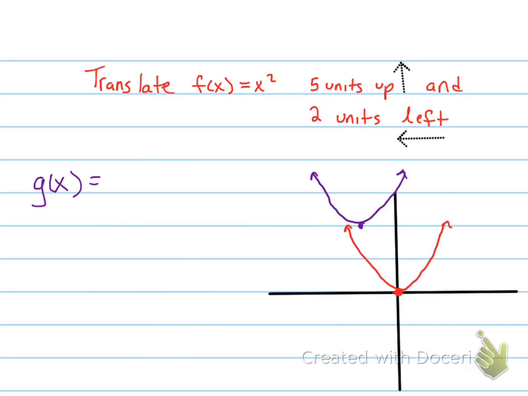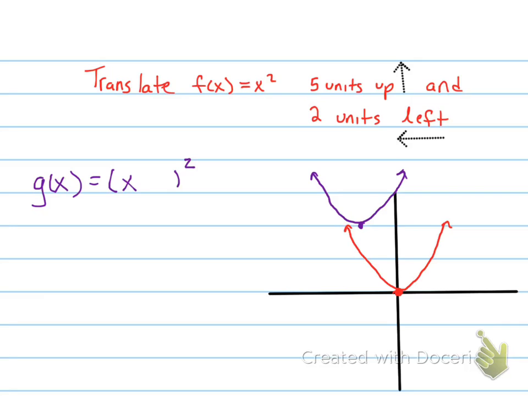So looking at a translation of f of x equals x squared, we want to go 5 units up and 2 units left. So this is both of them. How do we write this? And it kind of looks like that. F of x would be the red one, and g of x is purple. So we want to go 5 units up. So x blah blah blah squared. Then what? So let's zoom in.